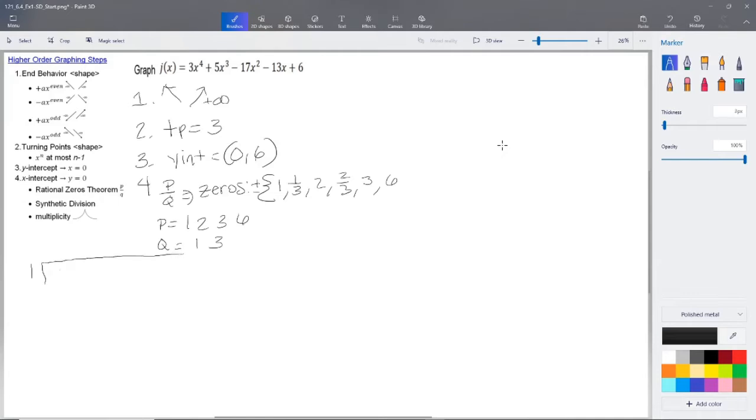So we've got 3x to the fourth. We've got 5x cubed. We've got negative 17. We've got negative 13. And we've got 6. All right, extend our bar here. Put our new bar in right there. And drop our first number, 3. 3 times 1 is 3. 5 and 3 make 8. 8 times 1 is 8. Negative 17 plus 8 is negative 9. Negative 9 times 1 is negative 9.